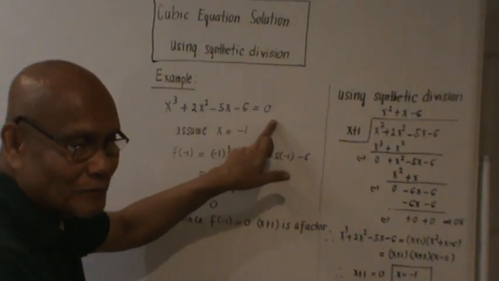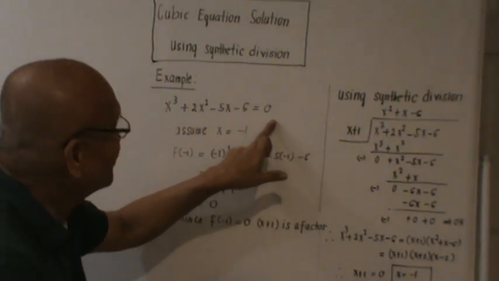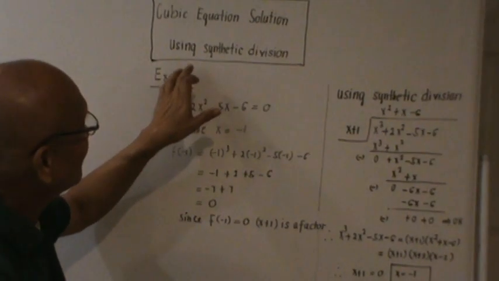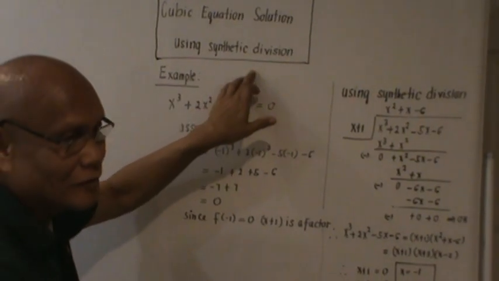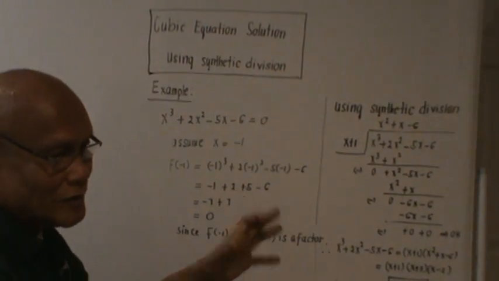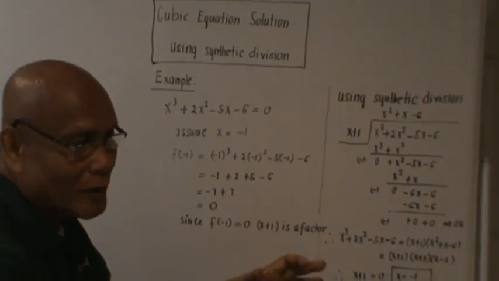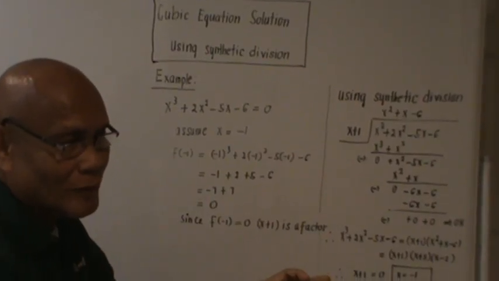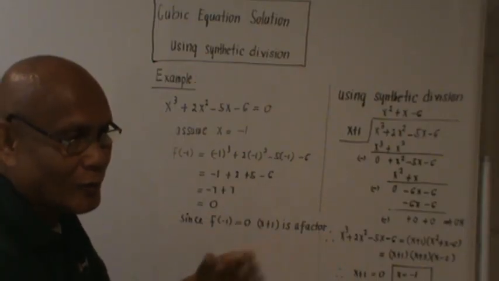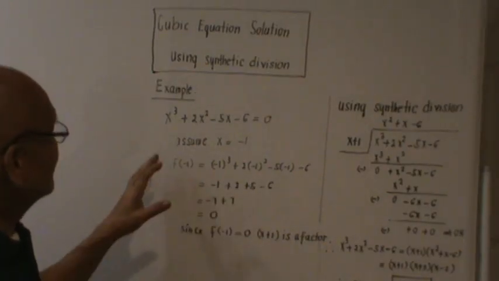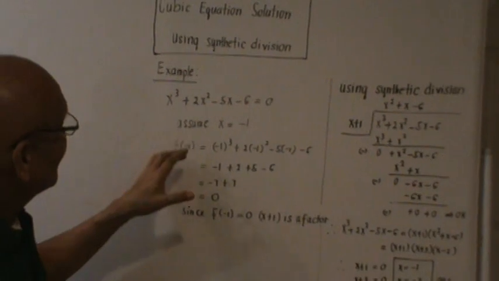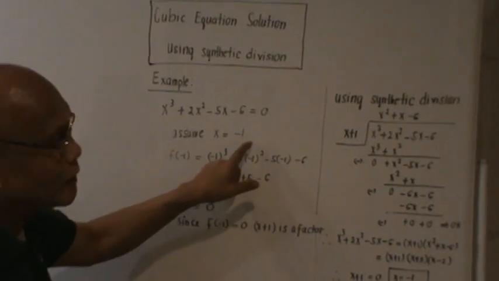So after that, we use synthetic division. That's why I said using synthetic division, right? After placing the assumed value, and if the resulting cubic equation resulted to 0, that assumed value is actually correct. So for the solution of this one, I assume x equal to a negative 1.